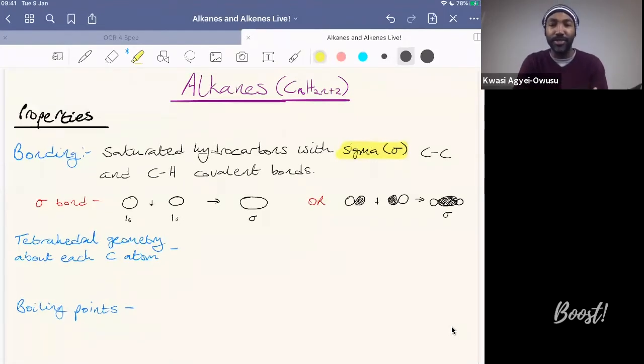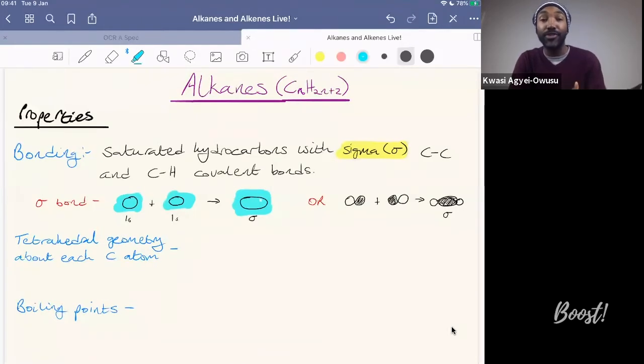And what are these sigma bonds? Well, sigma bonds are formed from a head-to-head overlap of 1s orbitals, or head-to-head overlap of p orbitals. I've shown here, let's highlight this in a different color, a 1s orbital in blue, and another 1s orbital. When these two 1s orbitals, each containing one electron, overlap, you end up with a sigma bond. So we've got a blue sigma bond here from the overlap of two 1s orbitals.